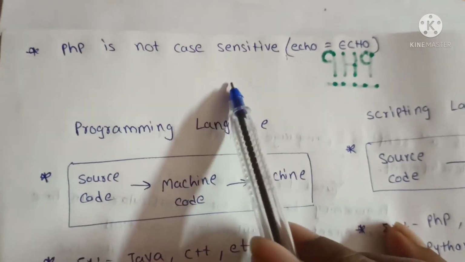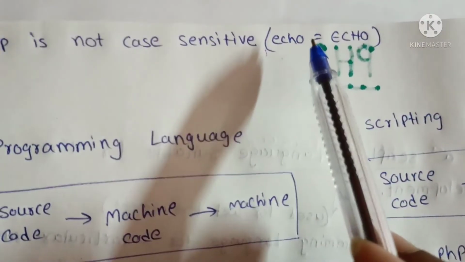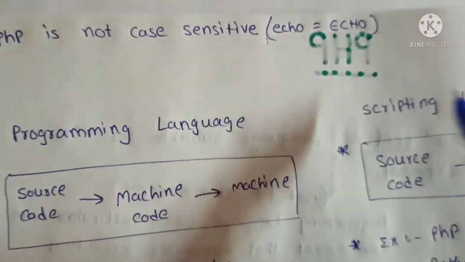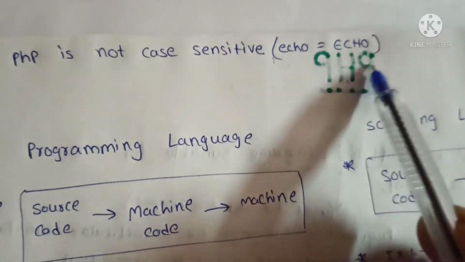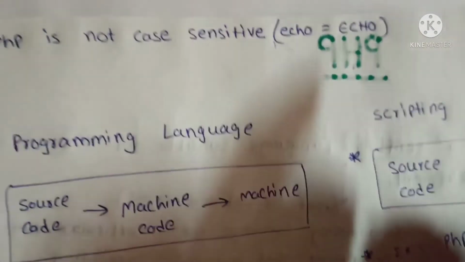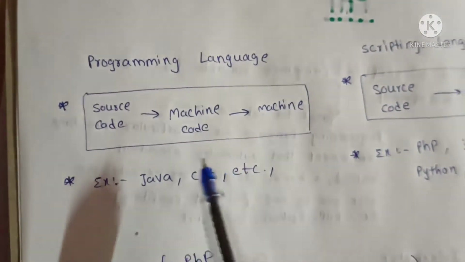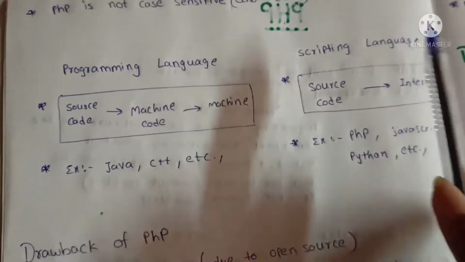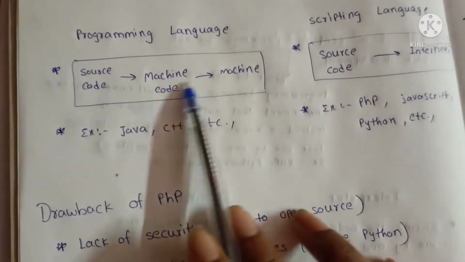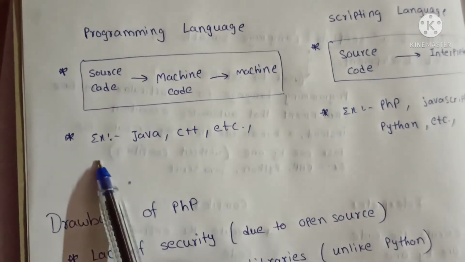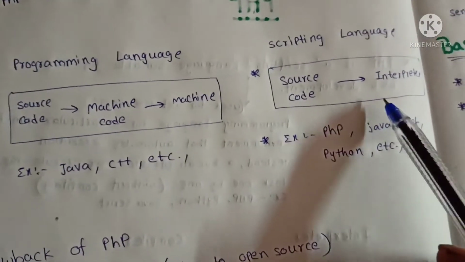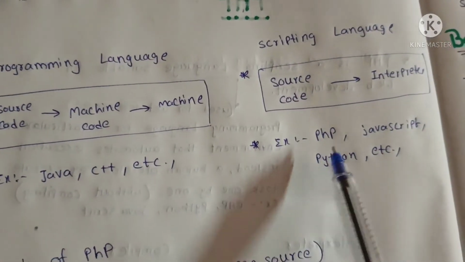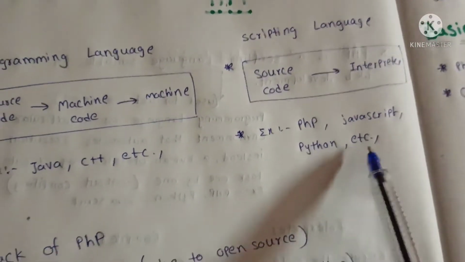And PHP is not case sensitive, so we can use both small and capital letters in our sentences. Echo is used to print the data, and it is similar to print in PHP. As we know the main difference between programming languages and scripting languages, examples of programming languages are Java, C++, C, etc. Whereas scripting languages are PHP, JavaScript, Python, etc.